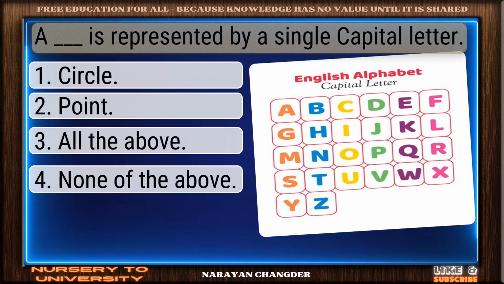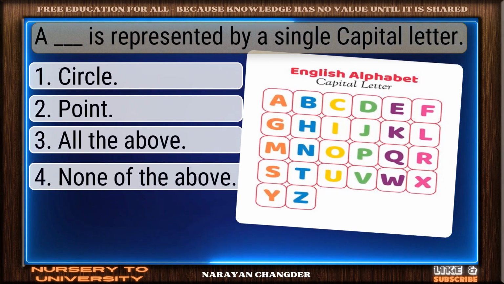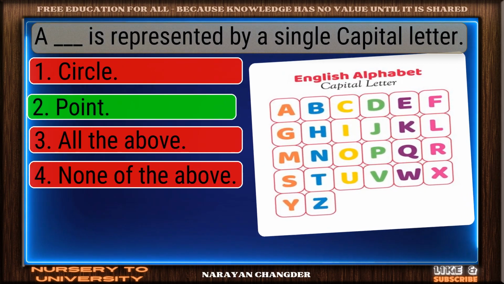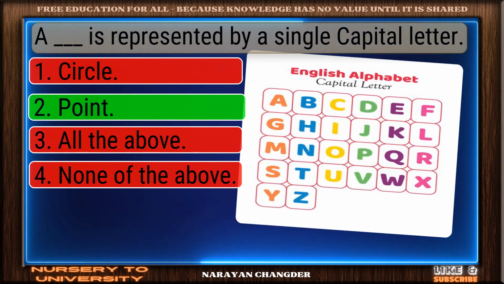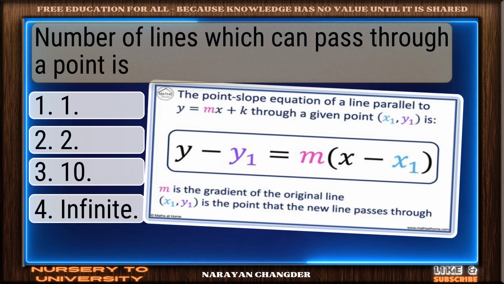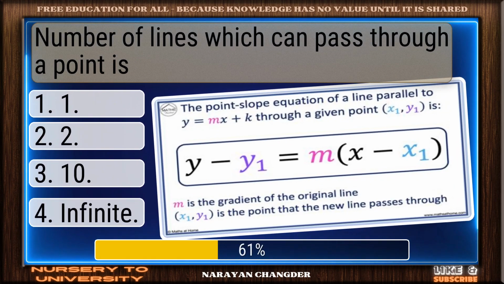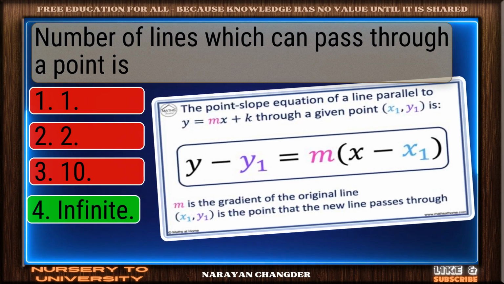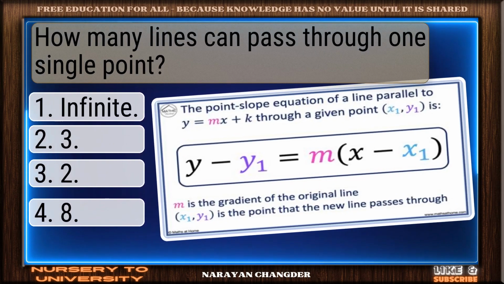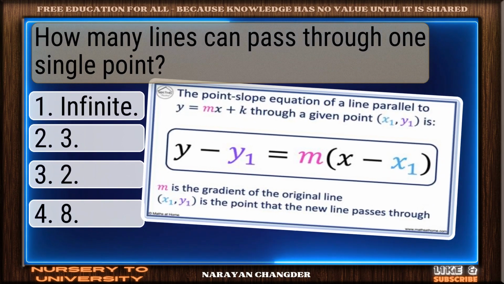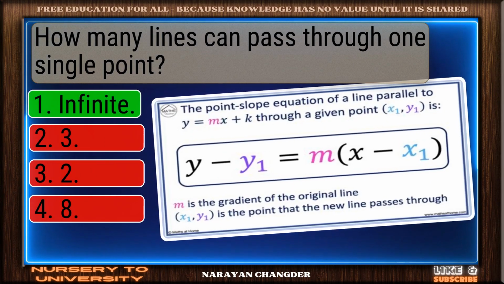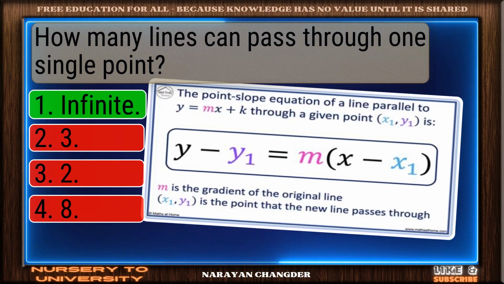A dash is represented by a single capital letter. Well picked. Point is the correct answer. Number of lines which can pass through a point is dash. Perfect. Infinite is the correct choice. How many lines can pass through one single point? You're right. Infinite is the correct answer.